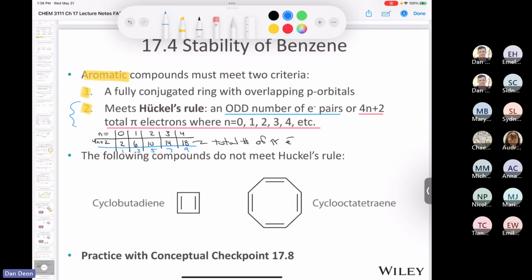Because if you have a total of 10 electrons, well, how many pairs of electrons do you have? 5 pairs. It's like potato, potato, tomato, tomato, right? There's two ways of saying the exact same thing.